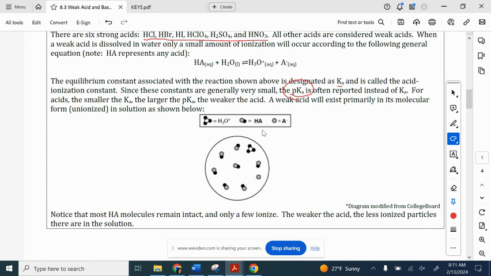A weak acid will exist primarily in its unionized form. So most of it is going to stay together. If you're looking at a particle diagram, most of it stays together, and very little of it is going to fall apart into its components. This is H plus here, and this is A minus. You can see in this example that very little of that has come apart to produce these things because it's weak.